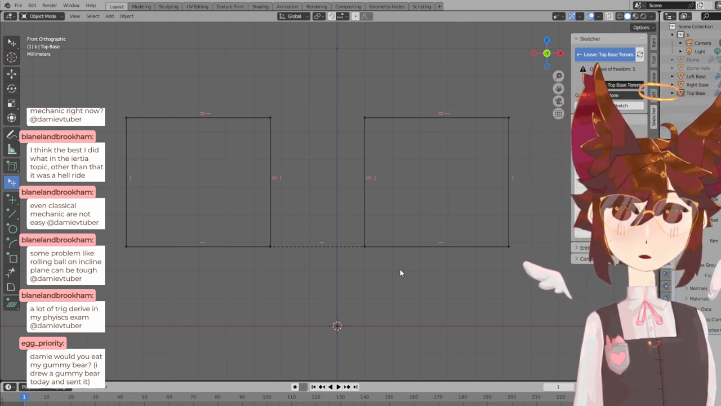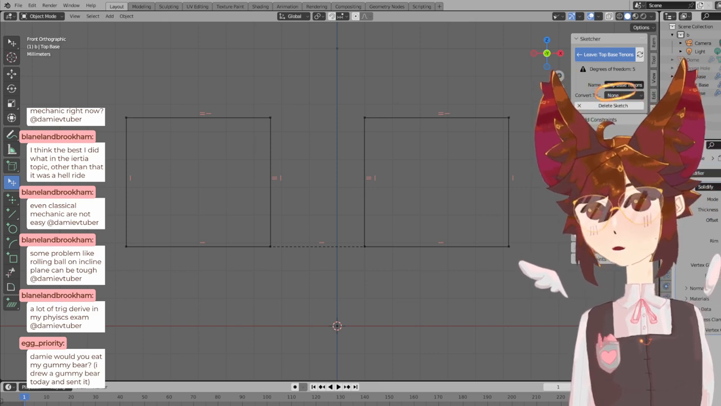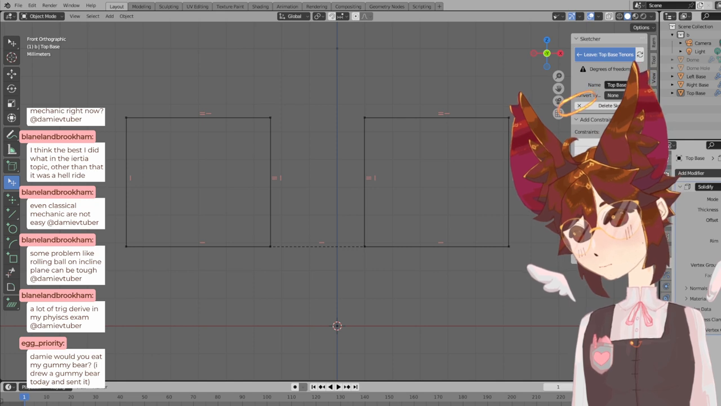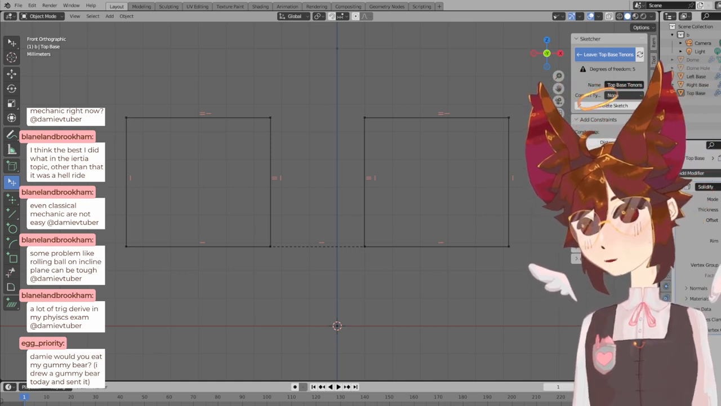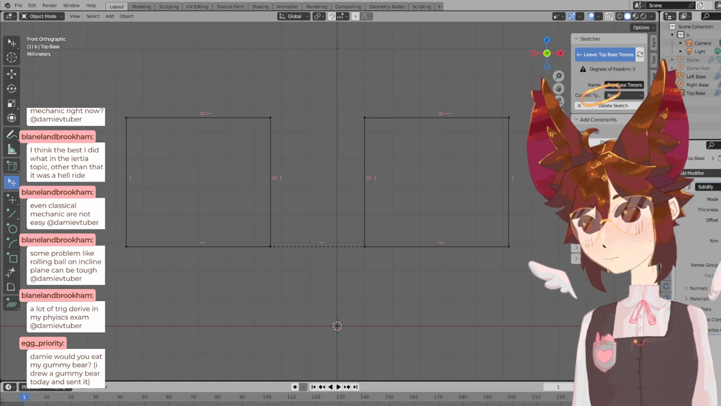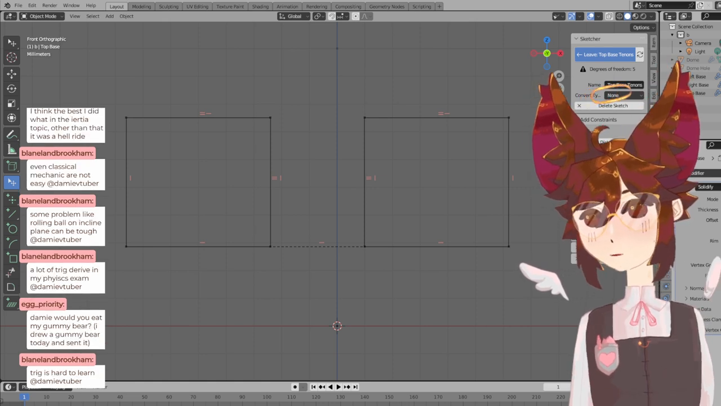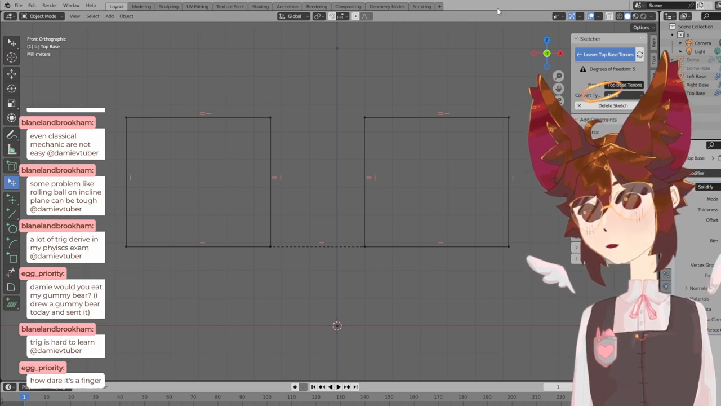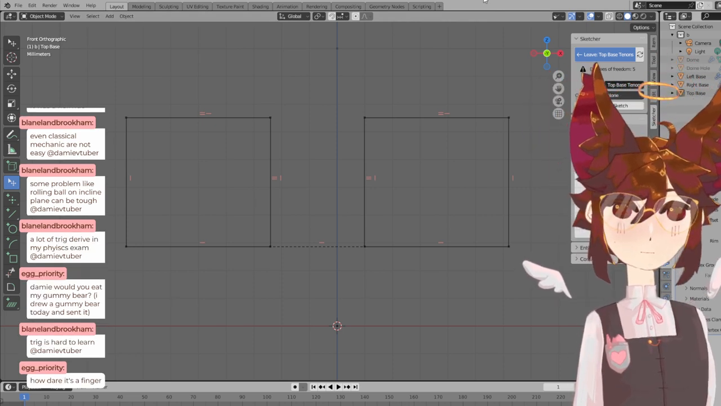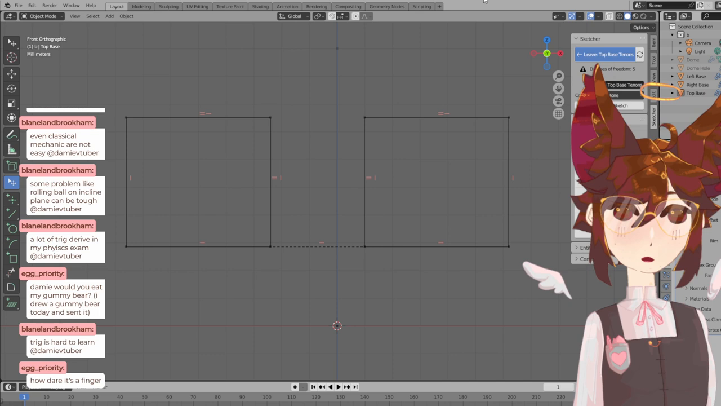You drew a gummy bear? Let me see. Oh, I see I have a notification. There's a bone in that gummy bear. That's a lovely gummy bear though. Except for the part where there's a bone in it. I would not eat bones. I'm not gonna eat humans. How dare, it's a finger? Well, there's a bone in the finger.